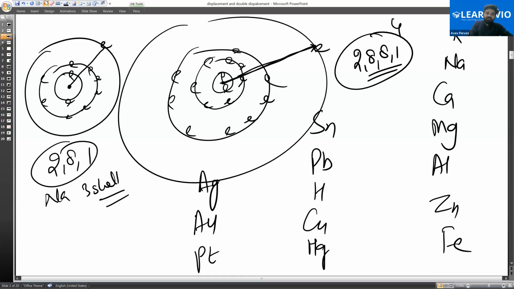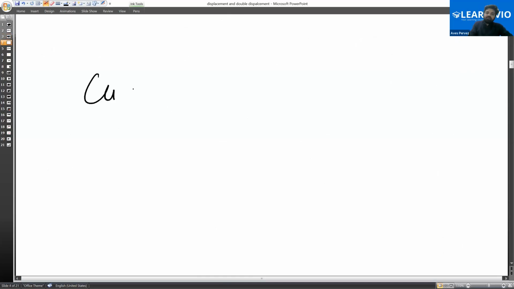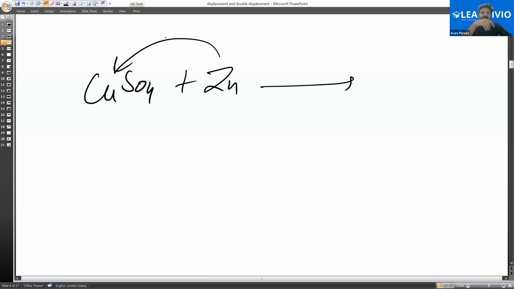So if I'm saying one more topic that we are going to start writing, then copper sulfate, if I'm talking about this one, see, then zinc will displace the copper. Why is it doing so? Can anybody answer this question? Why is it doing so? Why is zinc more reactive than copper? Why am I saying so? I am saying so just because zinc will lose electrons more easily.